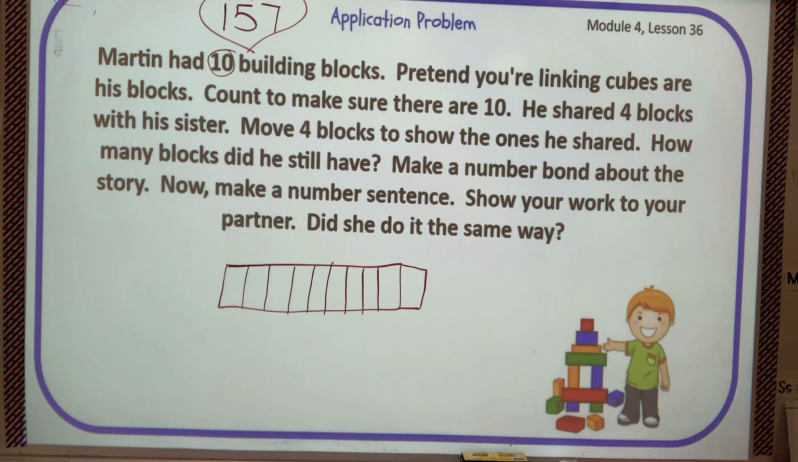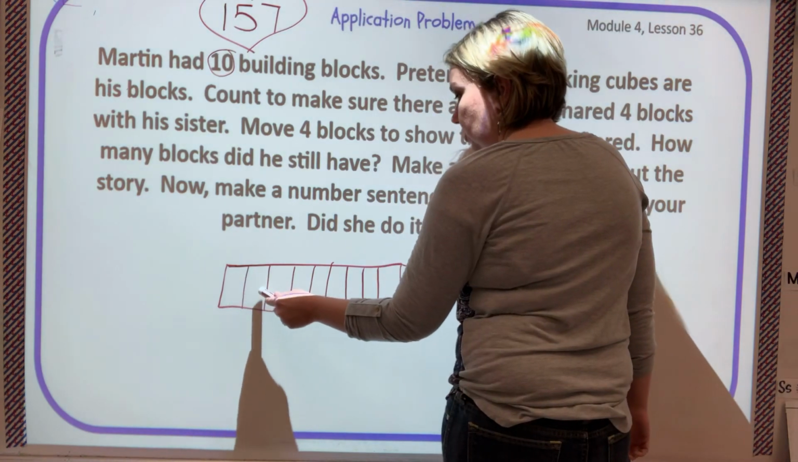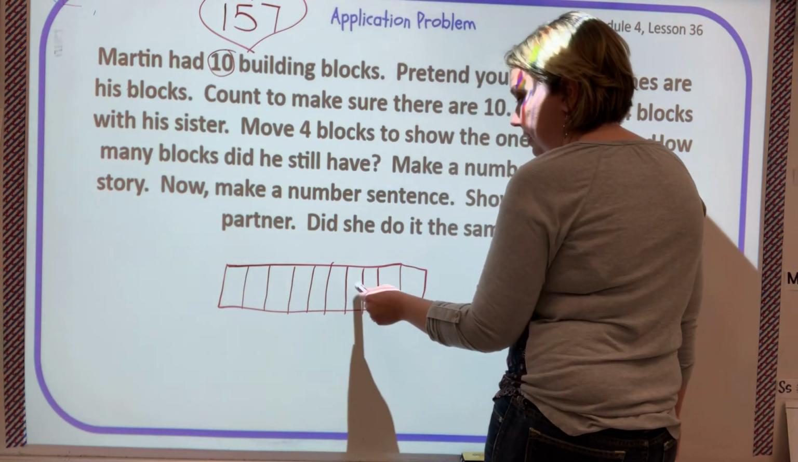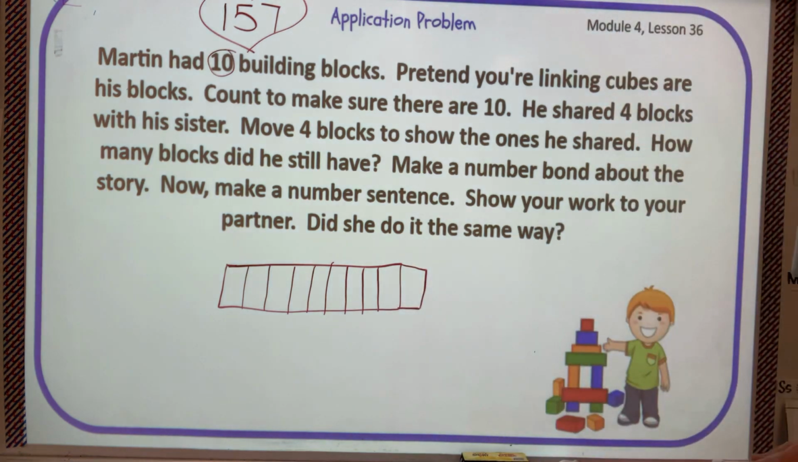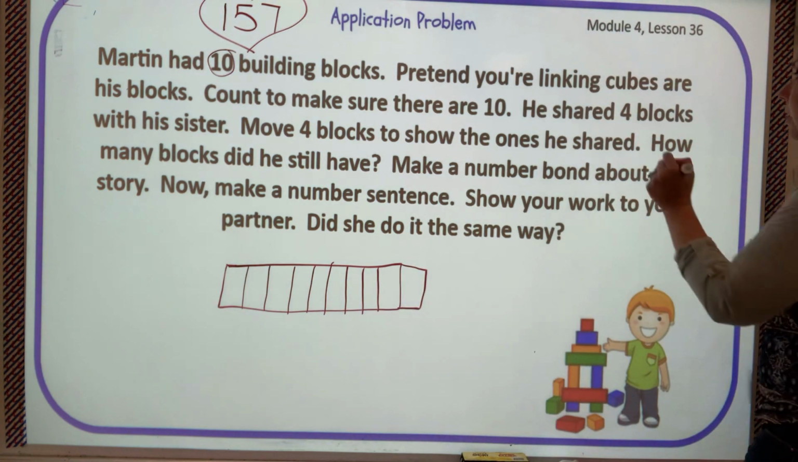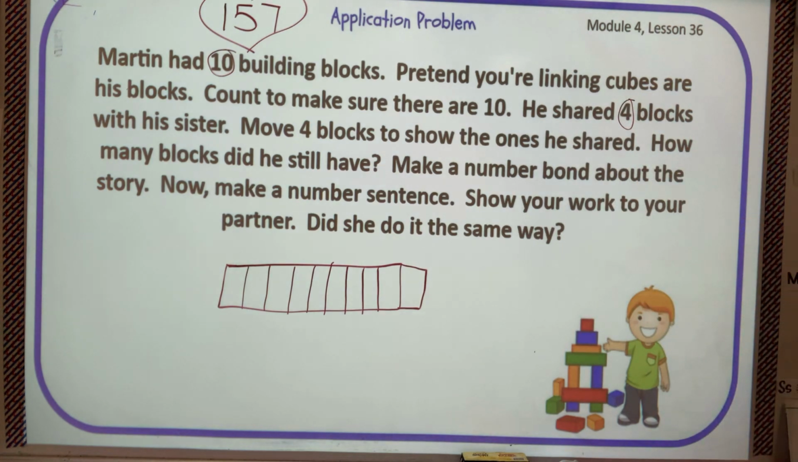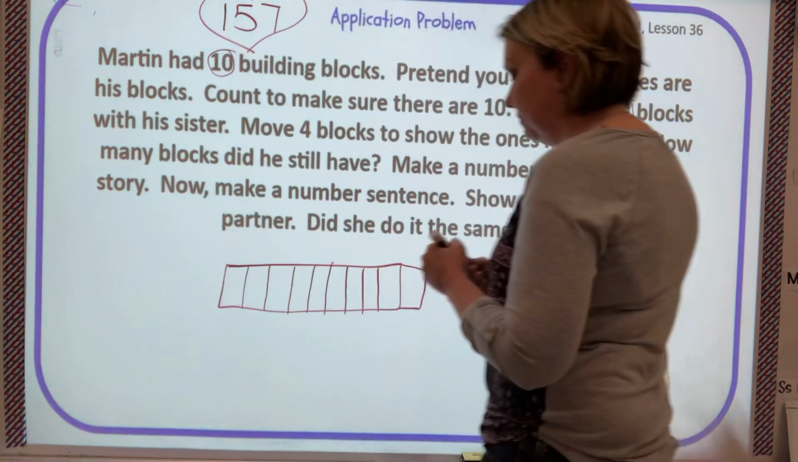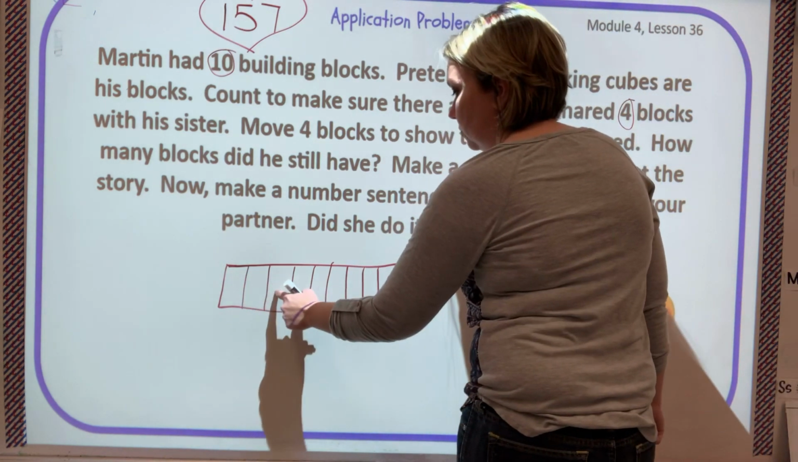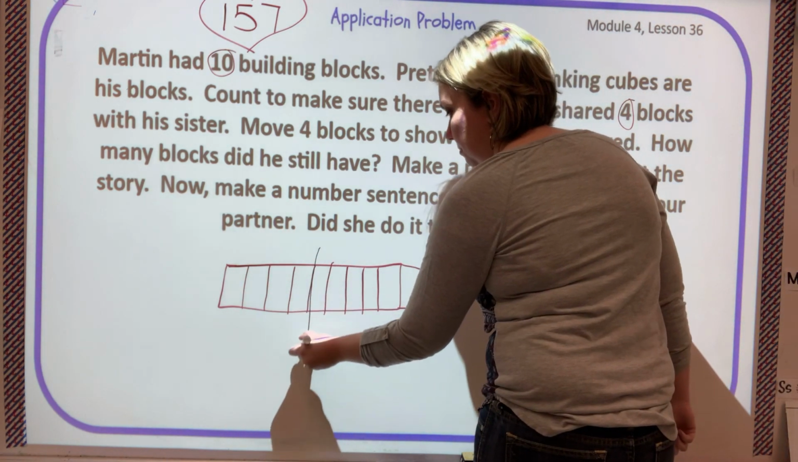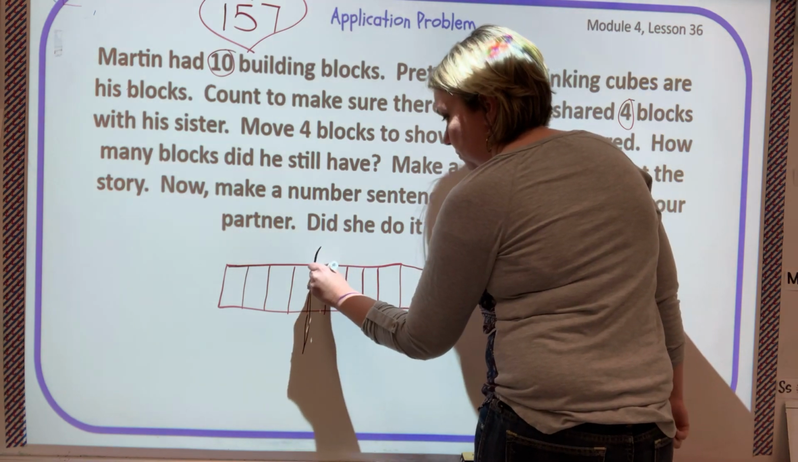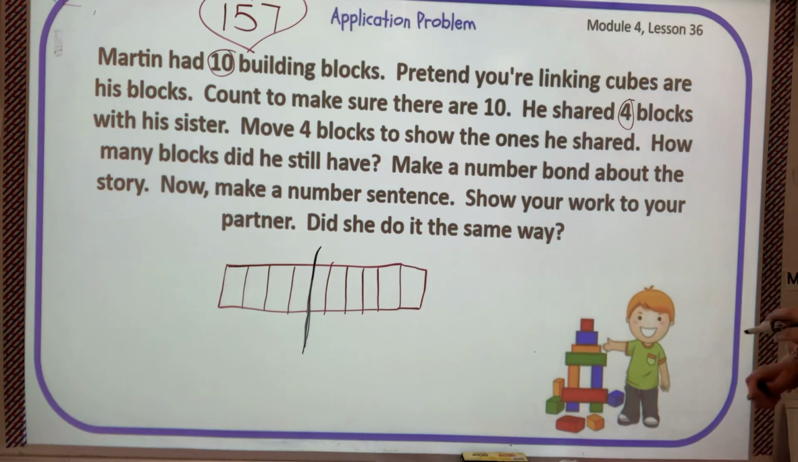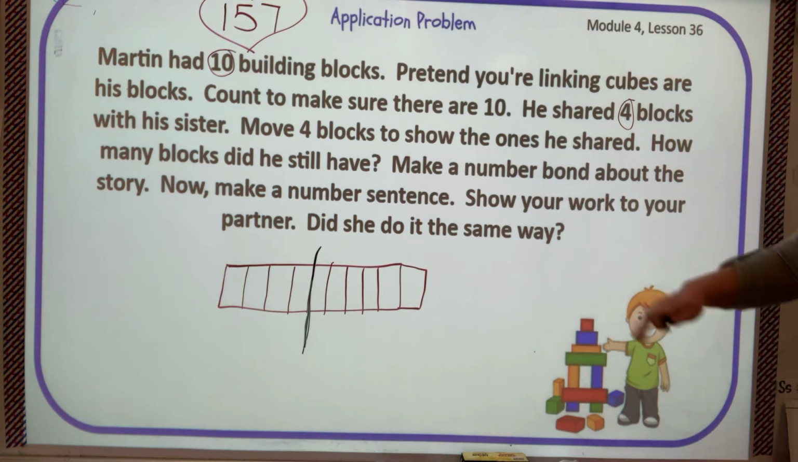Pretend your linking cubes are his blocks. Count to make sure there's 10. Okay. 1, 2, 3, 4, 5, 6, 7, 8, 9, 10. He shared 4 blocks with his sister. So I can use a different colored marker and show where I cut my 4 blocks. 1, 2, 3, 4. I'm going to cut my 4 blocks right here. Those he shared with his sister.